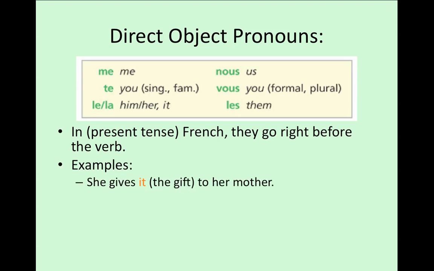So for example, in English, we would say she gives it to her mother, and in parentheses I said that it, in this case, is the gift. So in English, it goes right after the verb. She gives it to her mother. In French, it is actually going to go right before the verb instead.